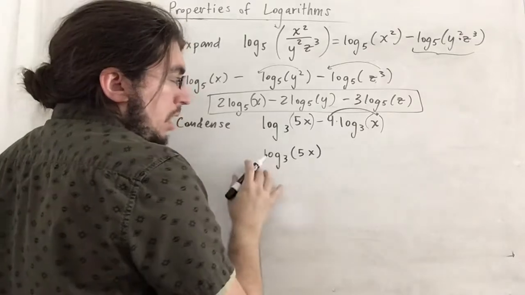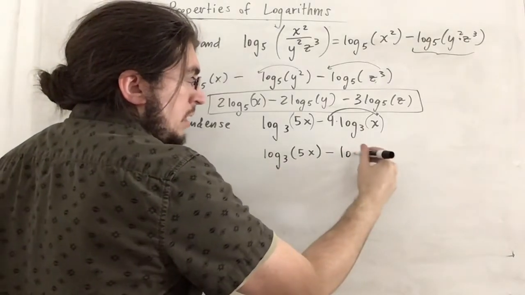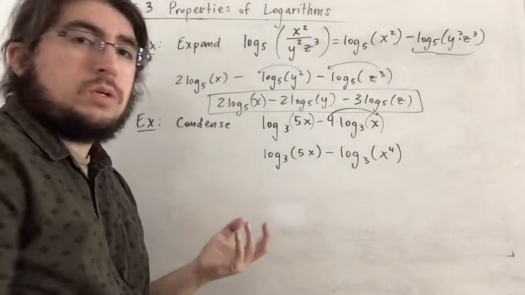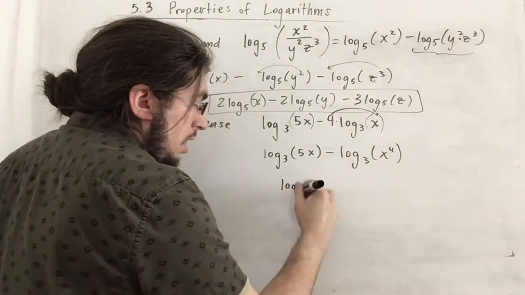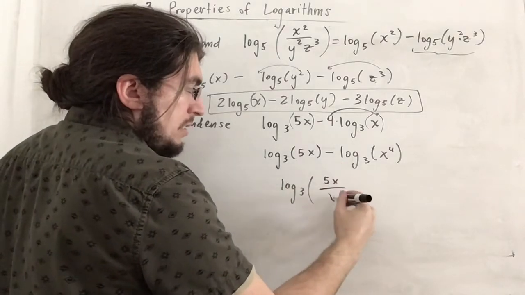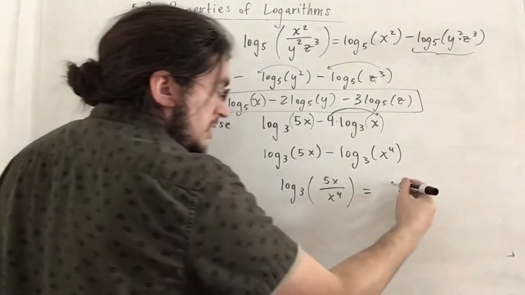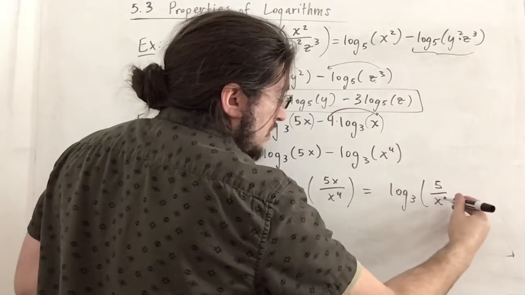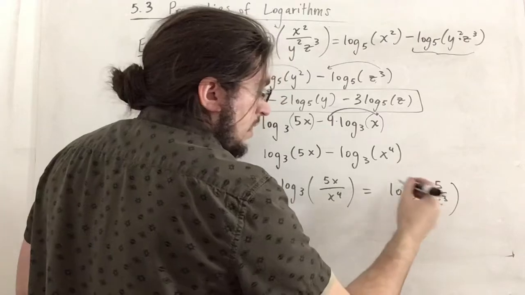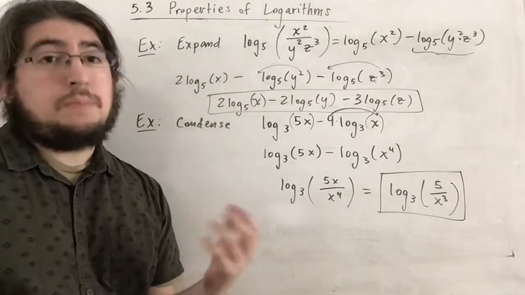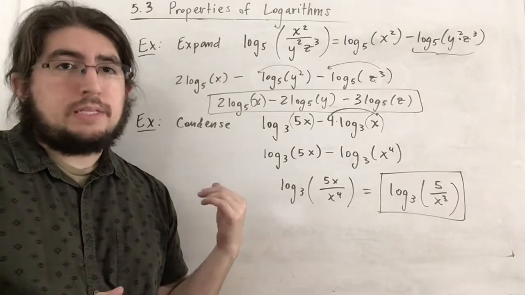So you get log base 3 of 5x minus log base 3 of x to the fourth. Now we can use the quotient rule and say that this is log base 3 of 5x over x to the fourth. And yes, there's some cancellation. And now we get log base 3 of 5 over x to the third after canceling. And that's going to be the answer there. Now we're going to move on to the next big property we're going to see in 5.3. So let's take a look.